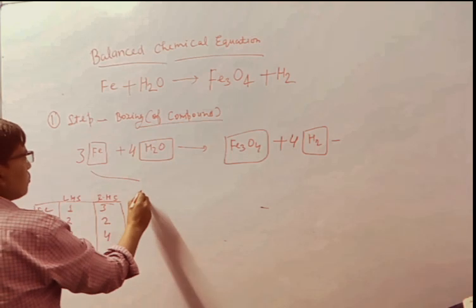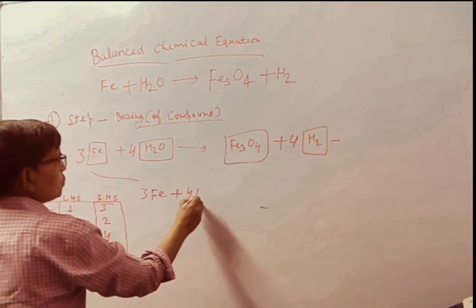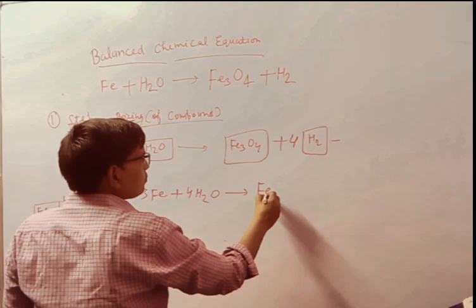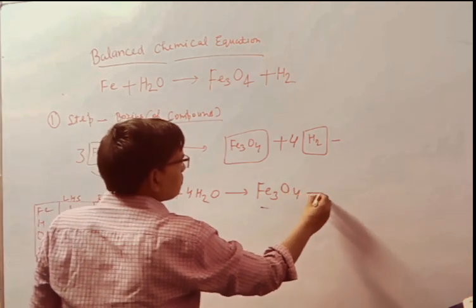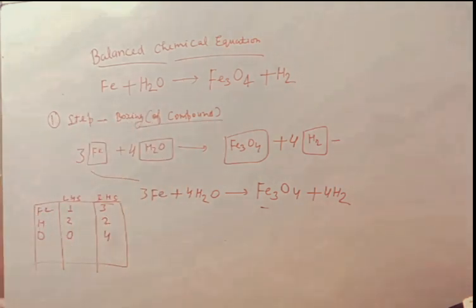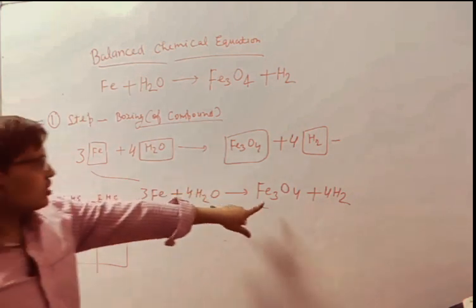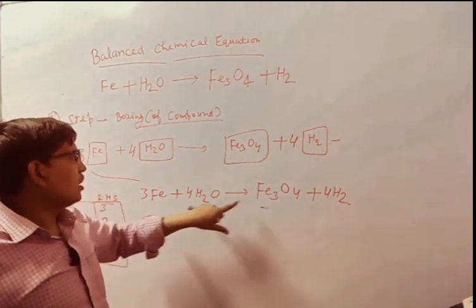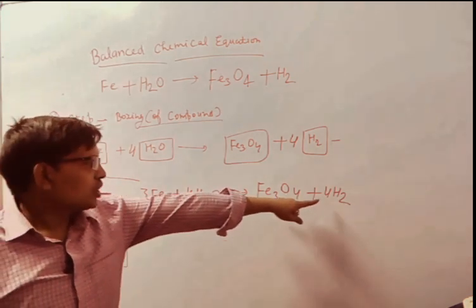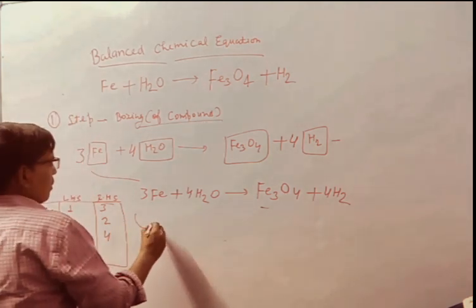There is the balanced equation 3Fe plus 4H2O and Fe3O4 plus 4H2. If we compare now, then the number of the elements at the left hand side, 3 iron, equal to right hand side. Number of oxygen at the left hand side is equal to right hand side. Number of the hydrogen at the left hand side equal to the right hand side. As we can say, this equation is the balanced equation.